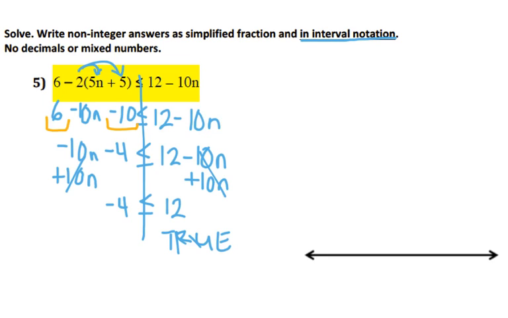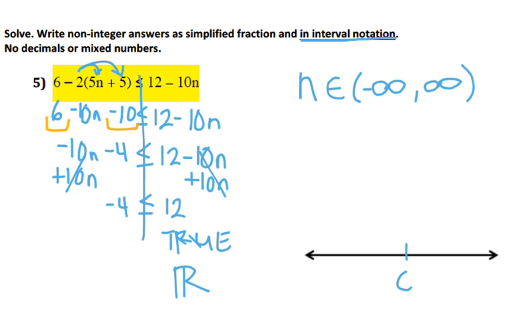Alright, and since we have a true statement, that means that any number I put in, I'm going to get a true statement, so our solution is all real numbers. Now, to write this in interval notation, remember we got to think about our variable. It was n. So n is an element from negative infinity to infinity. To graph it, well, we're just going to put some marker on our number line to give us some perspective, but we're really drawing a line that goes on in both directions because it covers all real numbers.